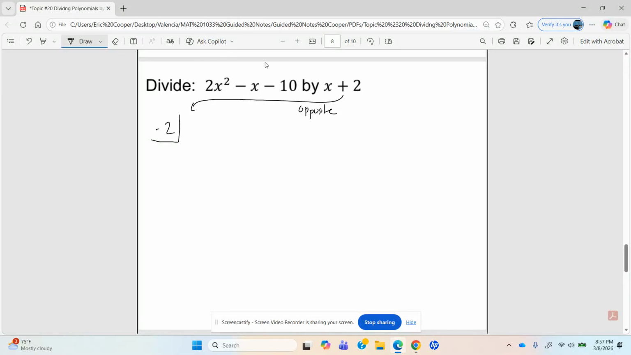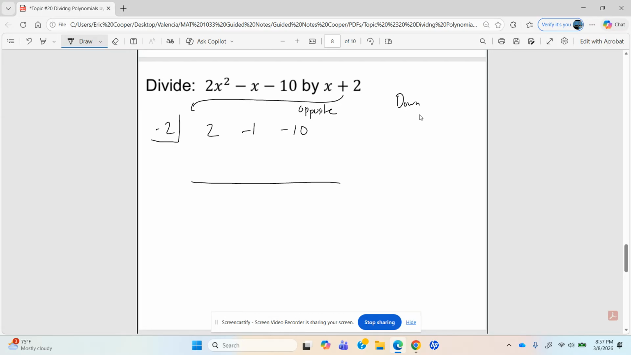Now we're going to take what we're dividing, and essentially we're going to get rid of any variables. We're just going to leave the numbers. If it's got a subtraction, we're going to treat it as a negative sign. So this would become 2, negative 1, and negative 10. And then we're going to put a line down here. And then we've got two rules. We're either going to move down or we're going to move sideways.